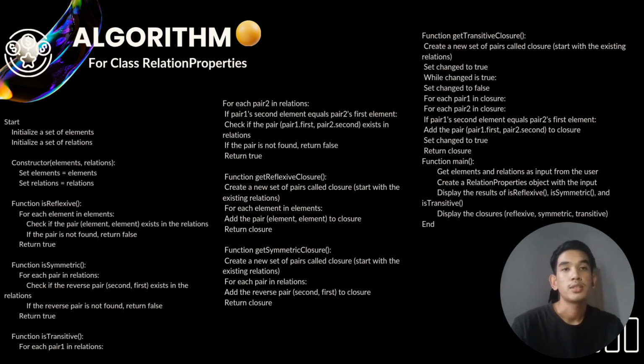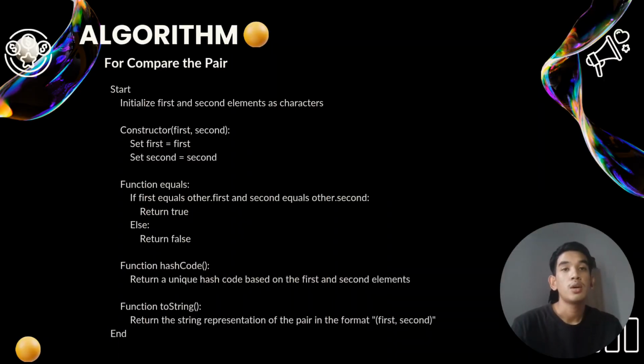Display the result of is reflexive, is symmetric, and is transitive. Display the closure: reflexive, symmetric, transitive. For compare the pair, we start by initializing first and second element as character. Then we set first equal to the first we entered, and set second equal to the second we entered. If first equals other dot first and second equals other dot second, return true, else return false. Then return a unique hash code based on the first and second elements. Next, return the string representation of the pair in the format first, second.